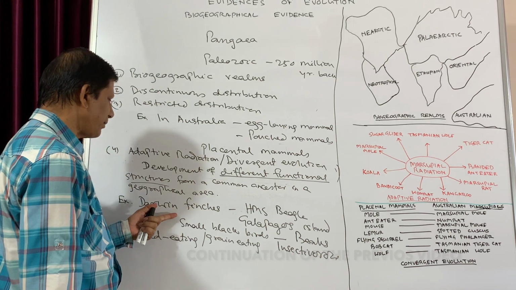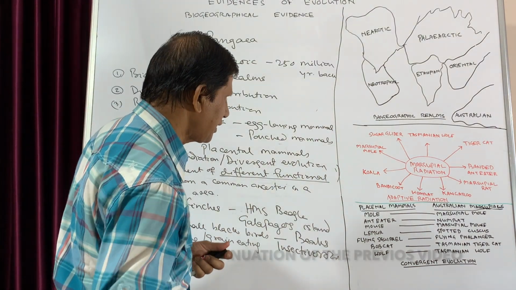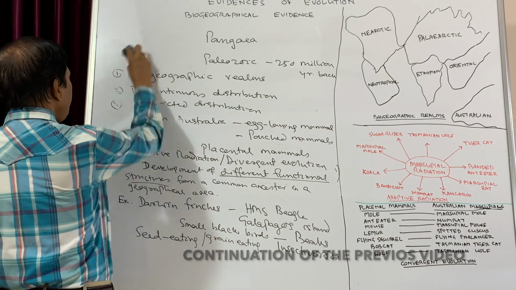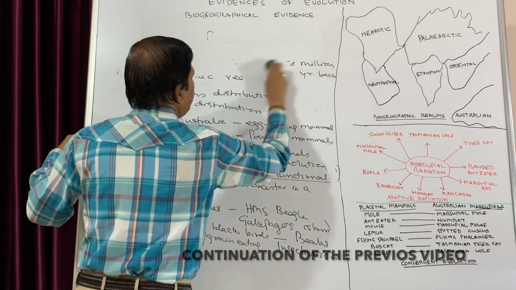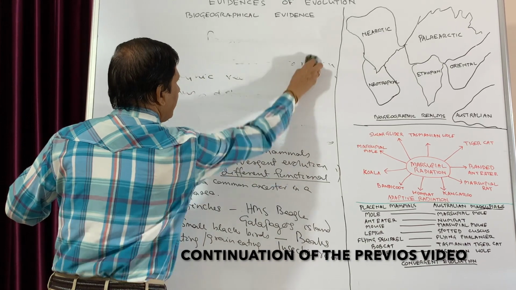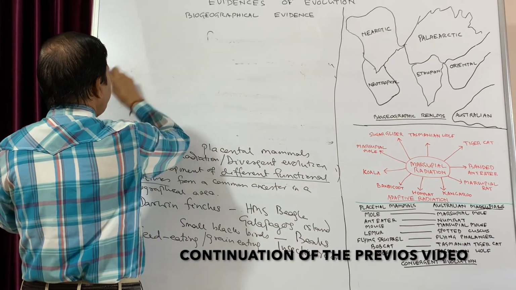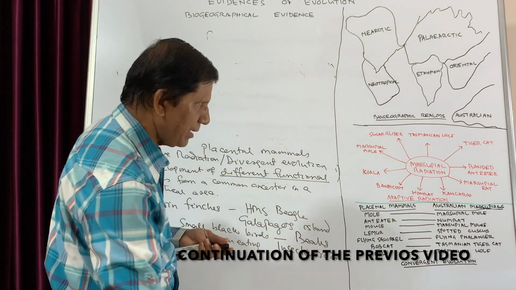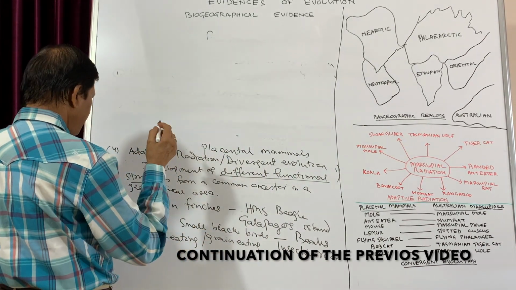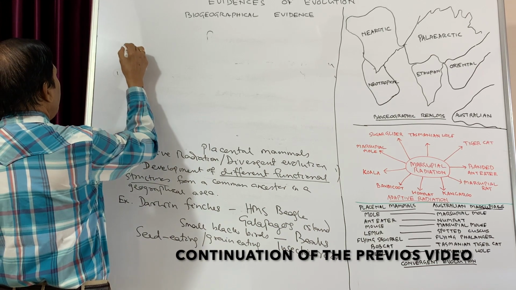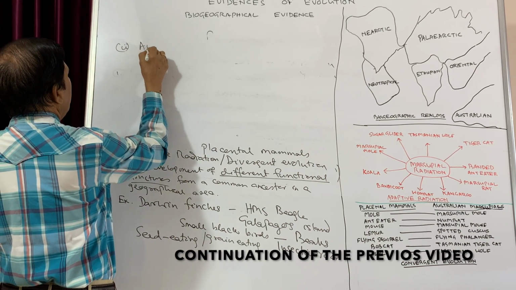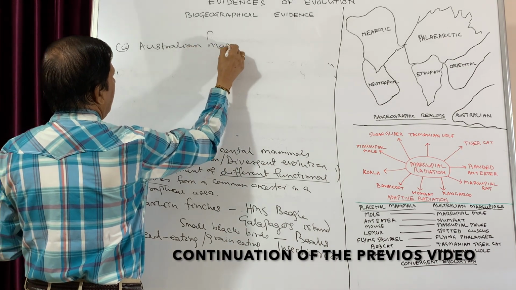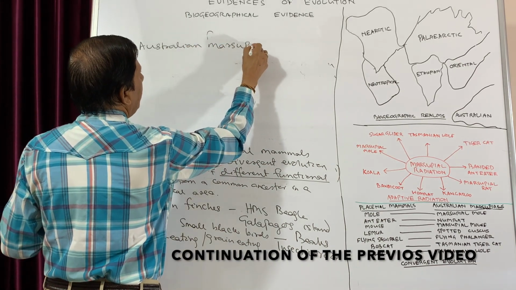So this is the best example, Darwin finches. And we will discuss also a second example. The second example is the Australian marsupials.